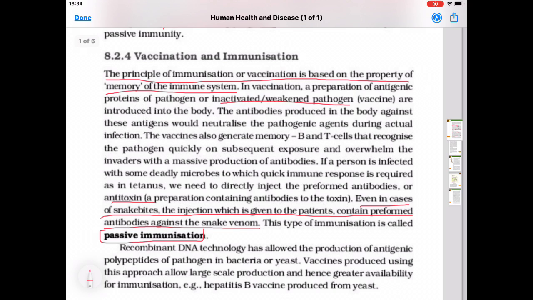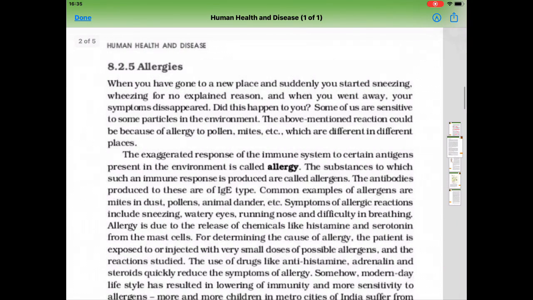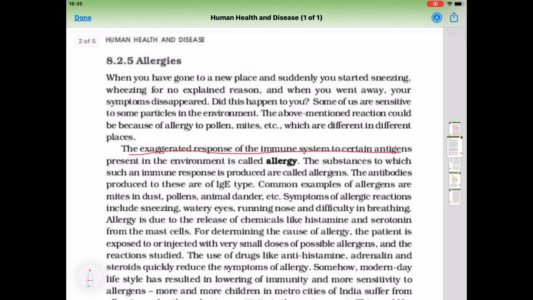Next topic is allergies. The exaggerated response of the immune system to certain antigens present in the environment is called allergy. When our body responds to antigens present in the environment, this is known as allergy. This is a response of our body. The substances to which such an immune response is produced are called allergens. The antibodies produced to these are of IgE type. Common examples of allergens are pollen grains, animal dander, mites in dust, etc. Symptoms of allergic reactions are sneezing, watery eyes, running nose, and difficulty in breathing.